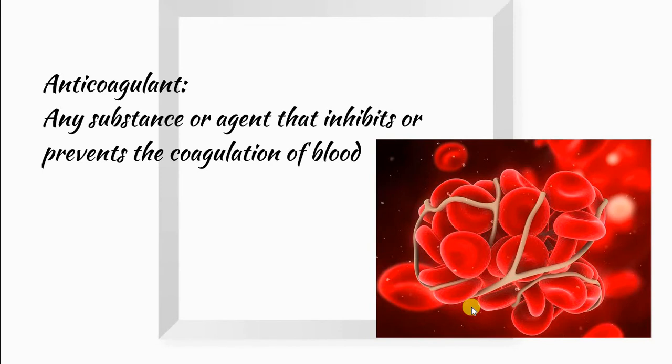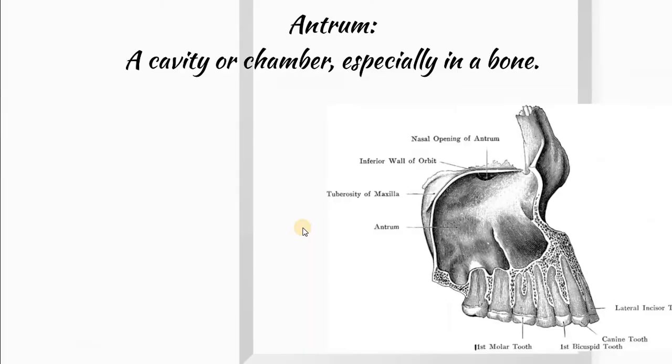Anticoagulant is any substance or agent that inhibits or prevents the coagulation of blood. Most of those having heart diseases, especially those at risk of MI, myocardial infarction, are taking, for example, aspirin or heparin or warfarin to prevent the coagulation of blood and prevent the recurrence of the MI.